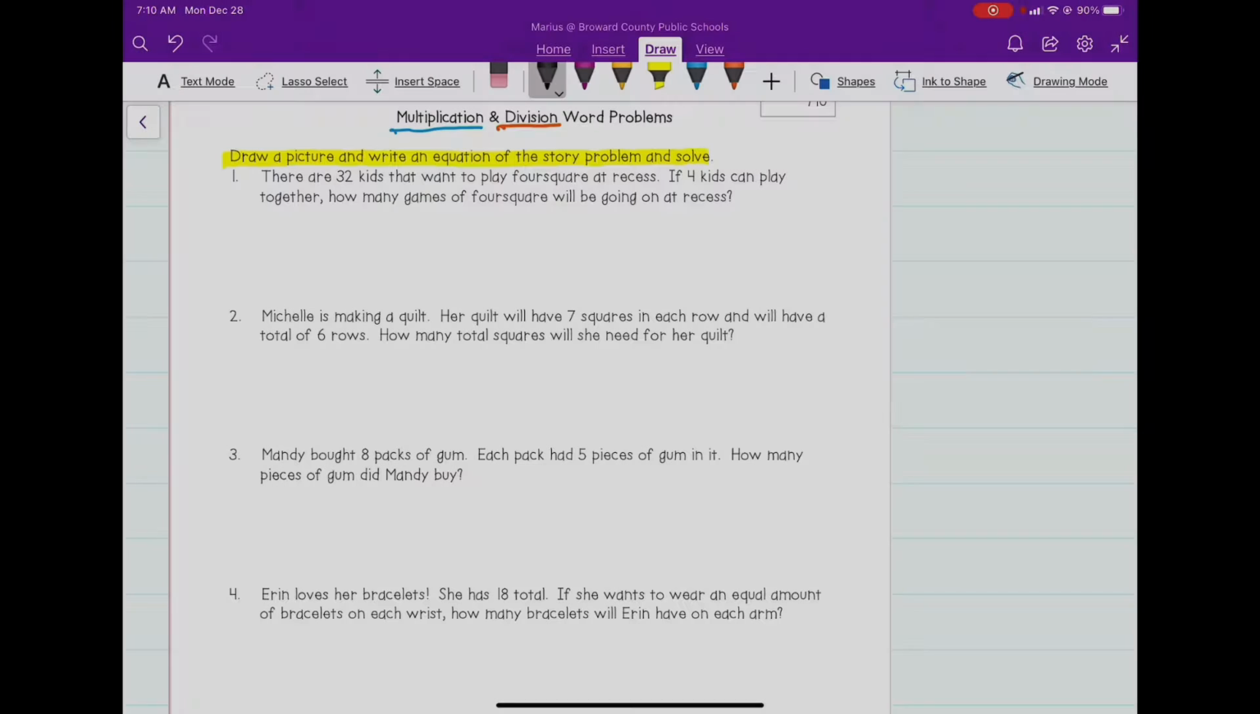Okay. Number 1, there are 32 kids that want to play Foursquare at recess. If 4 kids play together, how many games of Foursquare will be going on at recess? So they give us a total. We have a total right here. That 32 represents our total. And this 4 is going to represent our groups.